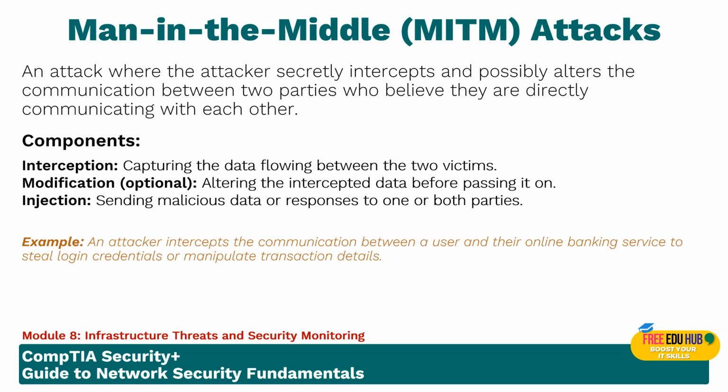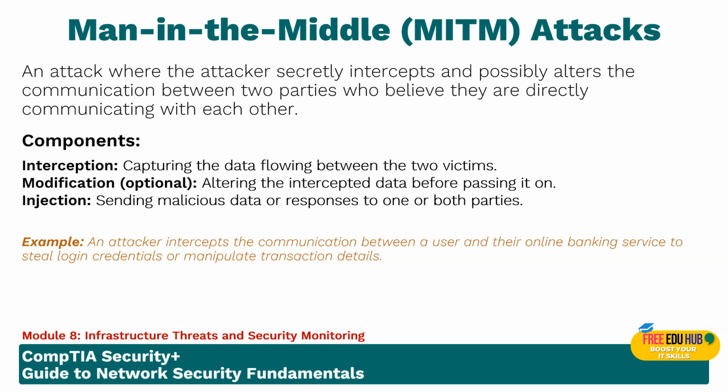Since we are talking about it, on-path attacks were previously known as man-in-the-middle attacks. It occurs when the attacker inserts themselves into the communication sessions between people or systems. The goal is to intercept, manipulate, or steal the data. These attacks are sophisticated and can be difficult to detect, making them a dangerous threat to the confidentiality and integrity of the data. The attacker would secretly intercept and possibly alter the communication between the two parties who believe that they are directly communicating with each other.